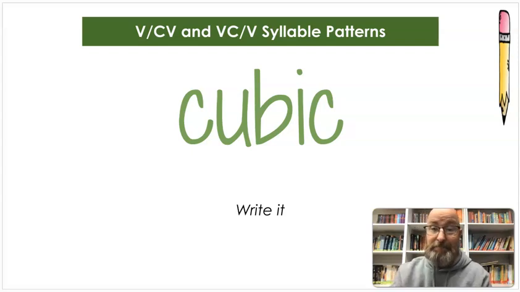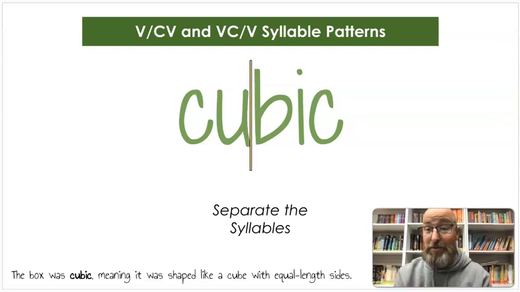C-U-B-I-C. Where's that line go? After the U, that's correct. Making another open syllable with that long U sound. The box was cubic, meaning it was shaped like a cube with equal length sides.